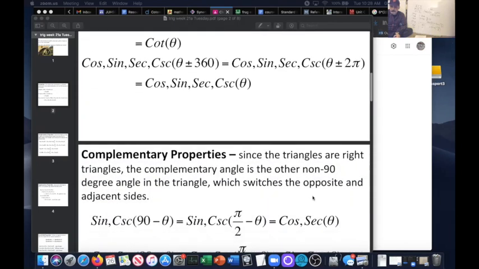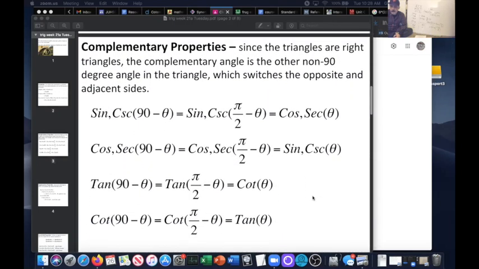They're going around in a circle, so they start repeating after a while. And again, don't get overwhelmed by all this symbolic language. I'll put it in a simpler way. What we call complementary properties. Remember, complements add to be 90 degrees.